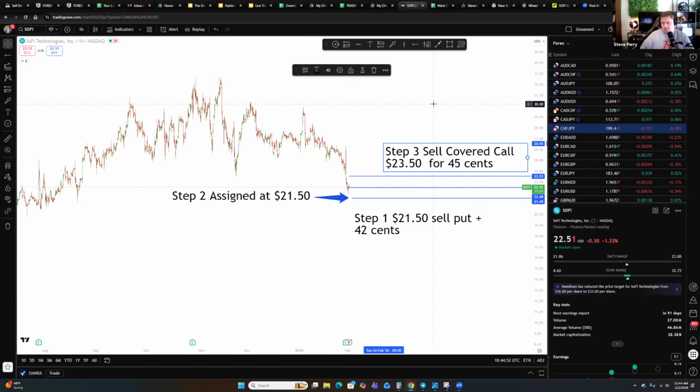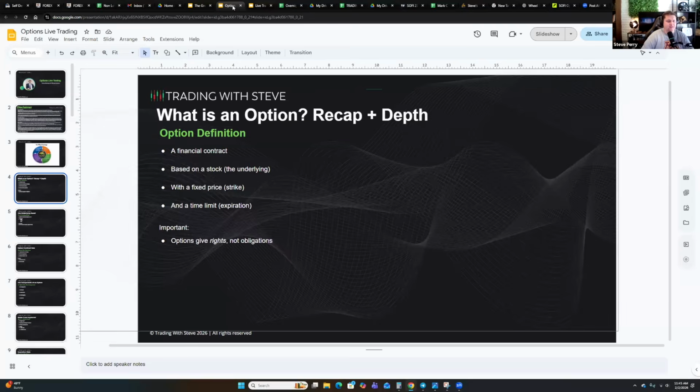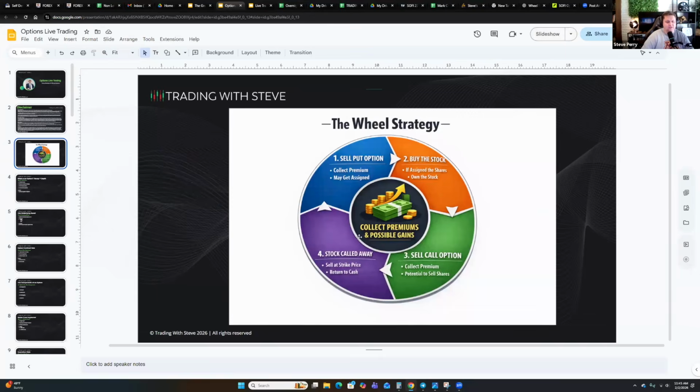Because now you've sold the put, made money on the premium on the downside. You've sold the call in step three. You've made money from the premium on the upside. And you also collect the appreciation of the stock from where you got assigned all the way up to your strike price where you sold that call. So let's go over our earnings here in step four. What is step four? That's where your stock gets called away and you return to a cash position.